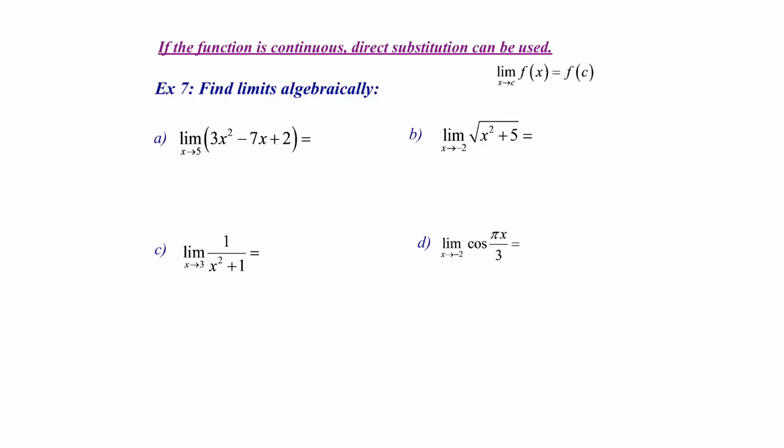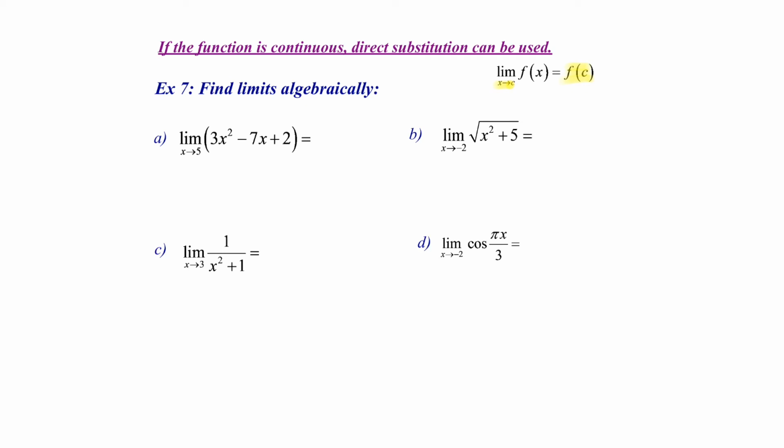Alright, and the last thing we're going to look at is algebraically, and we'll continue this as we go through the rest of this unit of limits. But for now, if a function is continuous, then direct substitution can be used. So what that means is, if we have a limit of f of x as x approaches c, if this is continuous, then we should just be able to plug in c and we will get the limit.